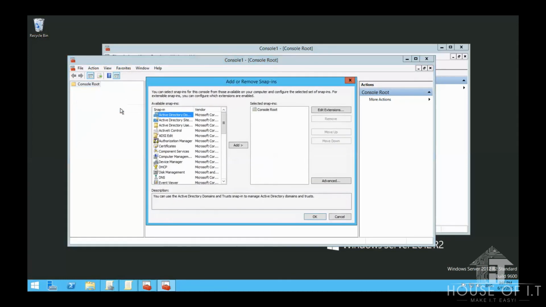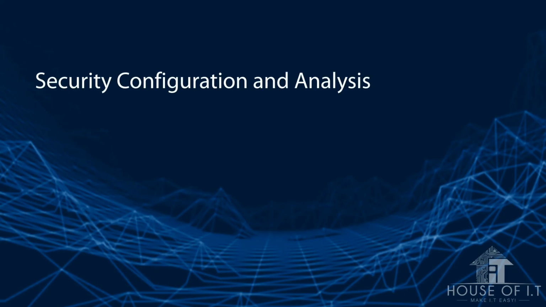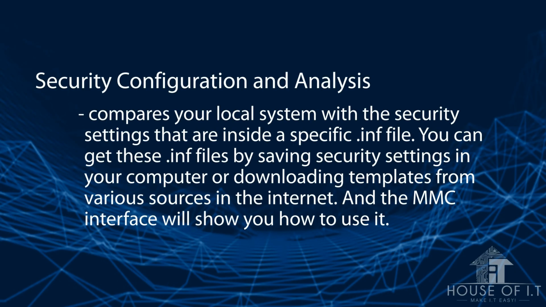and then I added the security configuration and analysis and security template snap-ins by using the Add or Remove snap-in feature. Security configuration and analysis compares your local system with the security settings that are inside a specific INF file. You can get these INF files by saving security settings in your computer or downloading templates from various sources on the internet. And the MMC interface will show you how to use it.